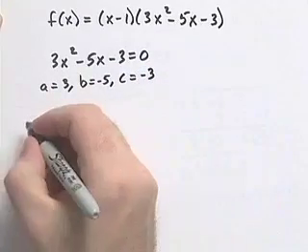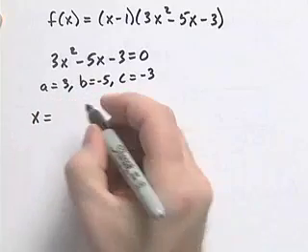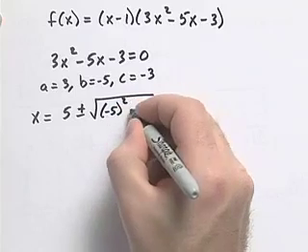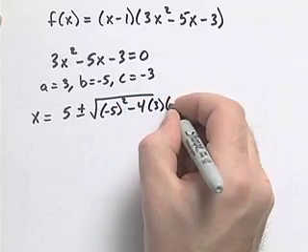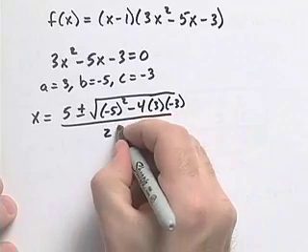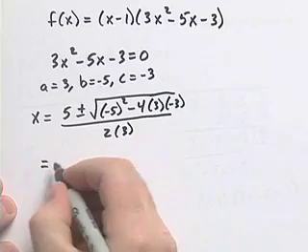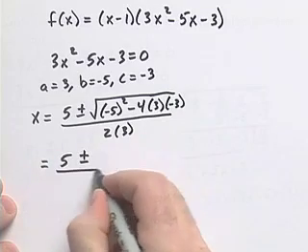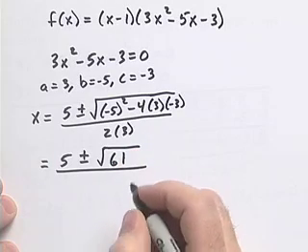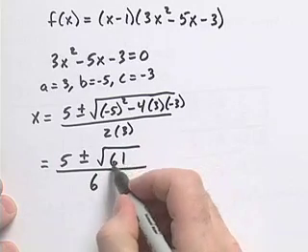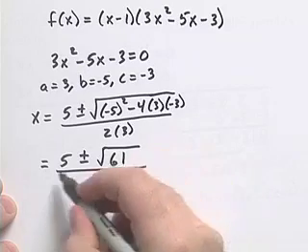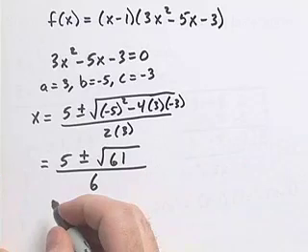If we plug these values into the quadratic formula, we'll get x is equal to 5 plus or minus the square root, negative 5 squared, minus 4 times 3 times negative 3. And all of that is going to be over 2 times 3. It gives us 5 plus or minus square root. Now if we work out what we get on the inside, it turns out to be 61. And our denominator here is 6. Since 61 is not a perfect square, there's no way we can reduce this, and there's no perfect square factors of 61, and these are our two remaining zeros.